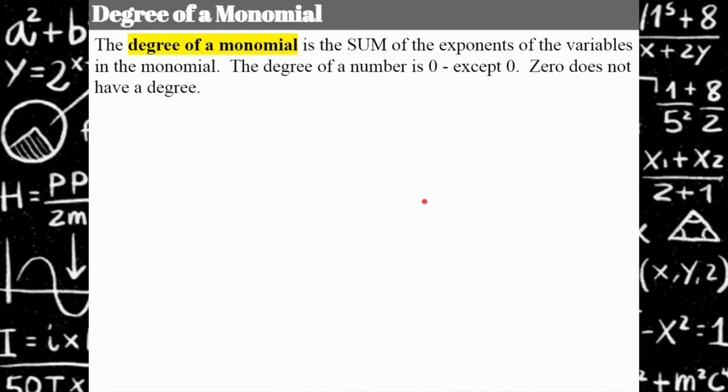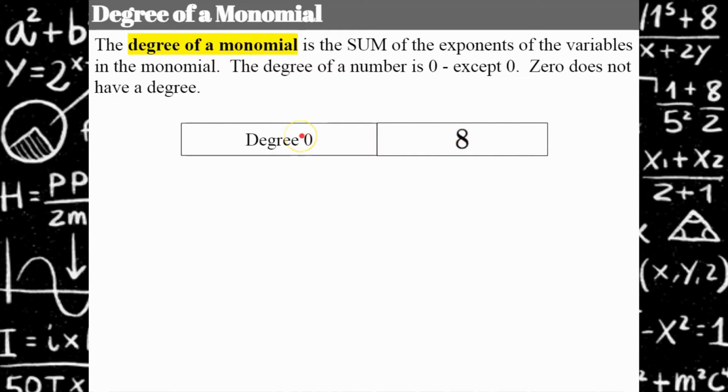Next we're going to talk about the degree of a monomial. That is the sum of the exponents of the variables in the monomial. So the degree of a number is 0, except 0. 0 doesn't have a degree, okay? So let's talk about this. We have the number 8. That degree is 0, okay? The reason for that, let me show you the next one and I'll prove to you why.